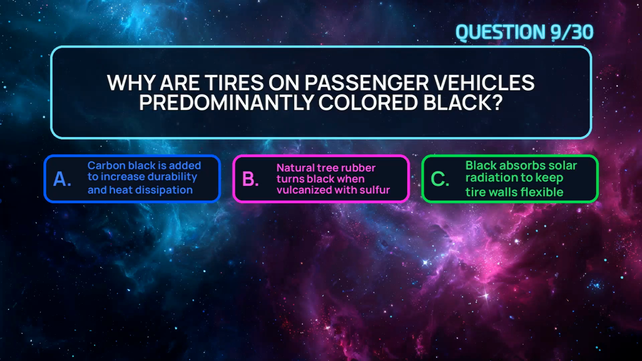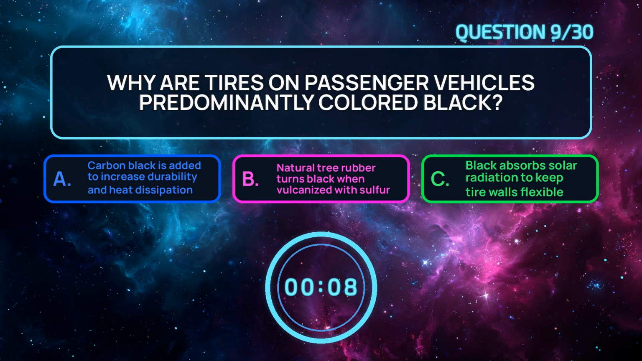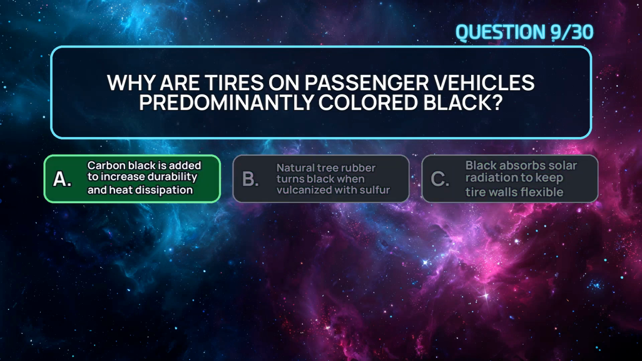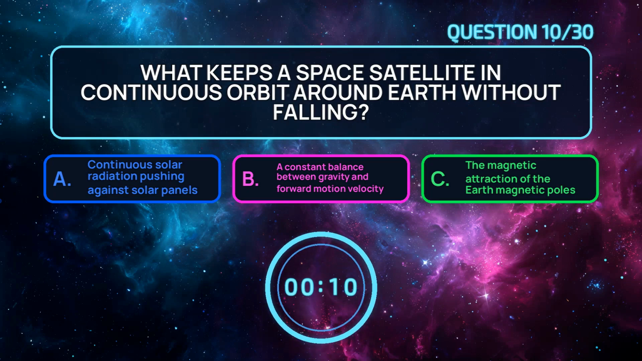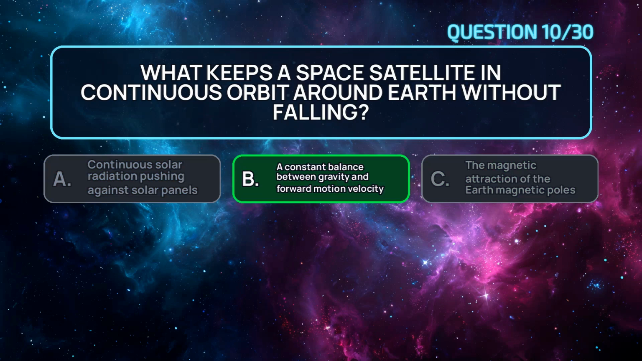Why are tires on passenger vehicles predominantly colored black? Correct answer. Carbon black is added to. What keeps a space satellite in continuous orbit around Earth without falling? Correct answer. A constant balance between.